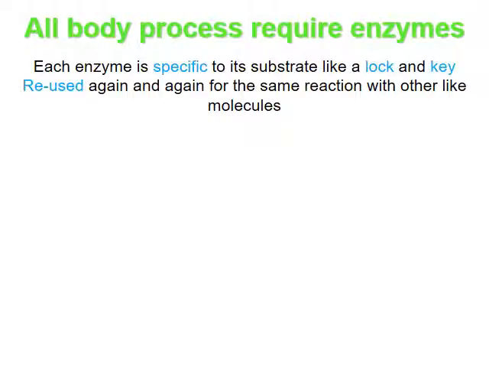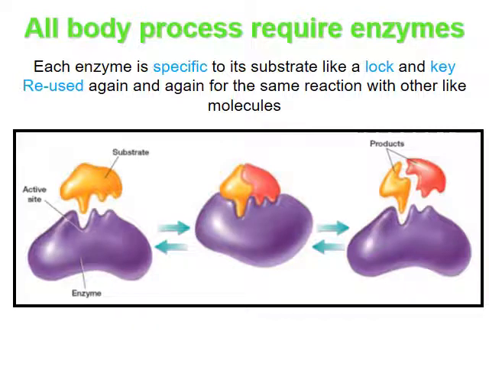An enzyme is a protein that binds to something in a chemical reaction, to something called the substrate. Each enzyme is specific to its substrate, like a lock and key. If something changes about the enzyme, it will not work, and the reaction will not happen. Once the enzyme binds, the chemical reaction happens, and either something is going to be made or something is going to break down. If everything goes right, the enzyme will be reused again and again and again for the same reaction with other like molecules, so the enzyme is recycled.